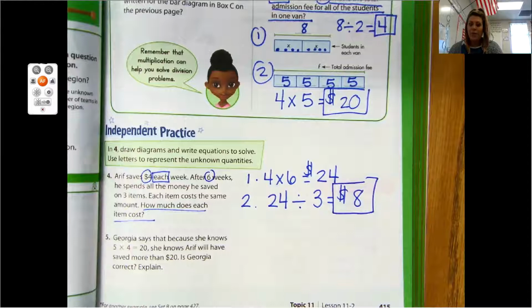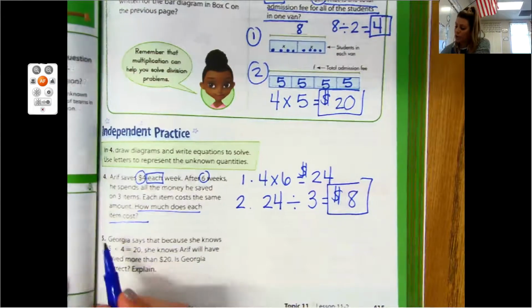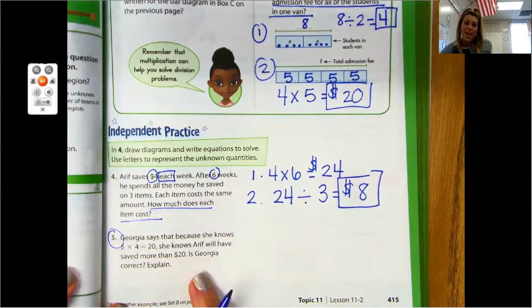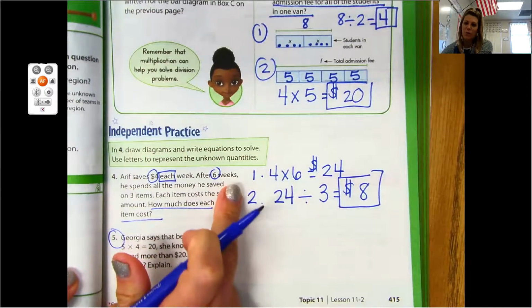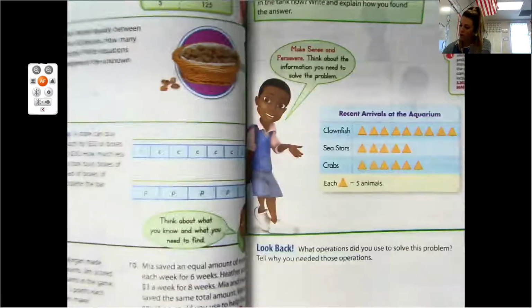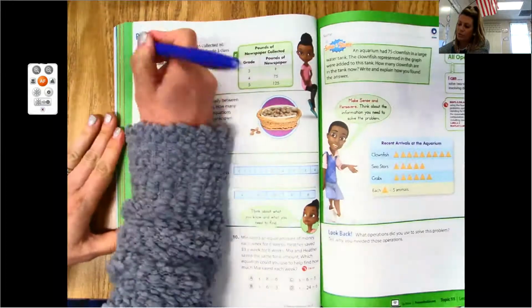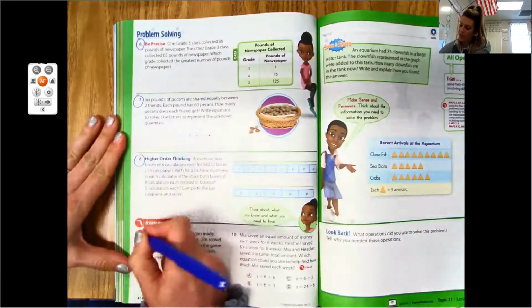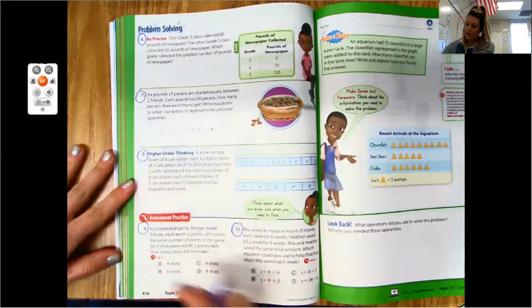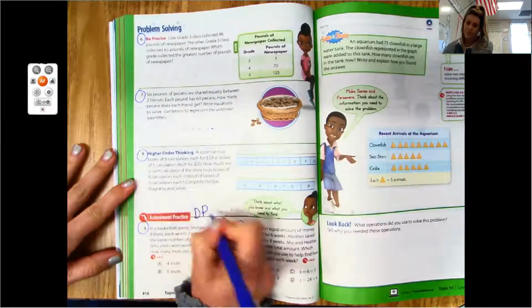Okay, so I'm going to send you off on your own. This is really important. I want you to make sure you're rereading the problem at least 2 times. You're thinking about those keywords and what they're asking you. Okay, so you're going to go ahead and do number 5 on your own, and 5 kind of goes with number 4. All right, and then on page 416, you're going to go ahead and do 6, 7, 8, 9, and 10. 9 and 10 are going to be our discussion post.